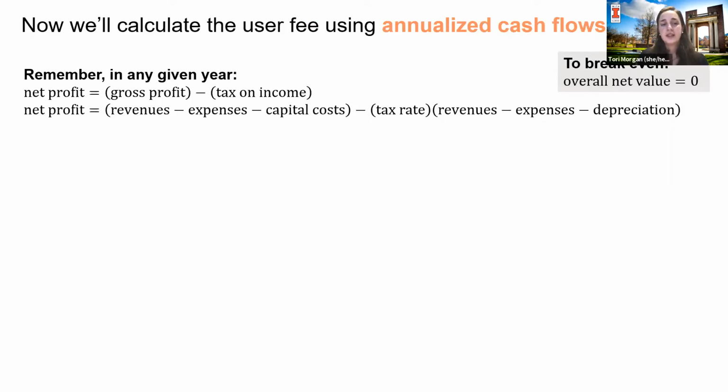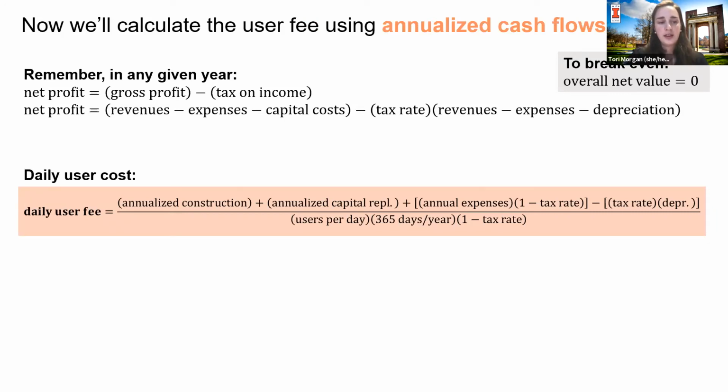So now we can calculate the user fee using the annualized cash flow. So again, we're using net profit. And we can calculate the daily user fee by looking at the annualized construction plus the annualized capital replacement that was shown in that slide before, and add it to annual expenses and the tax rate and depreciation, and divide it by the users per day and days per year, and the tax rate to get the daily user fee.